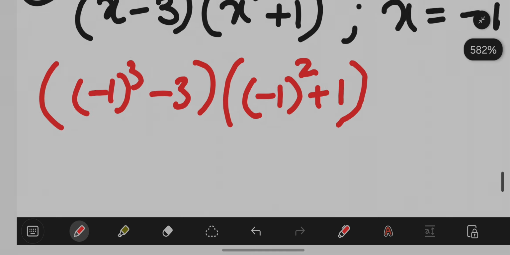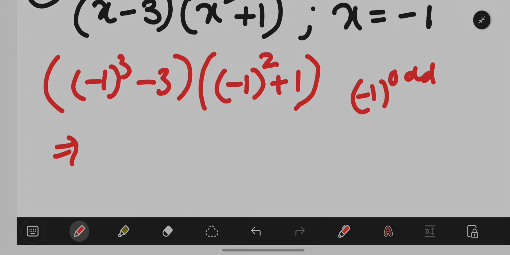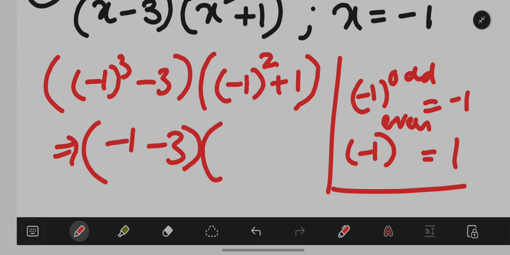Okay, next step, you have minus 1 cube. Minus 1 power odd is minus 1. Minus 1 power even number is plus 1. So you all know this. Now, minus 1 power 3 is an odd number, right? So minus 1 only is the result. Minus 1 minus 3 into minus 1 whole square is plus 1. It is an even number, right? 2 is an even number.